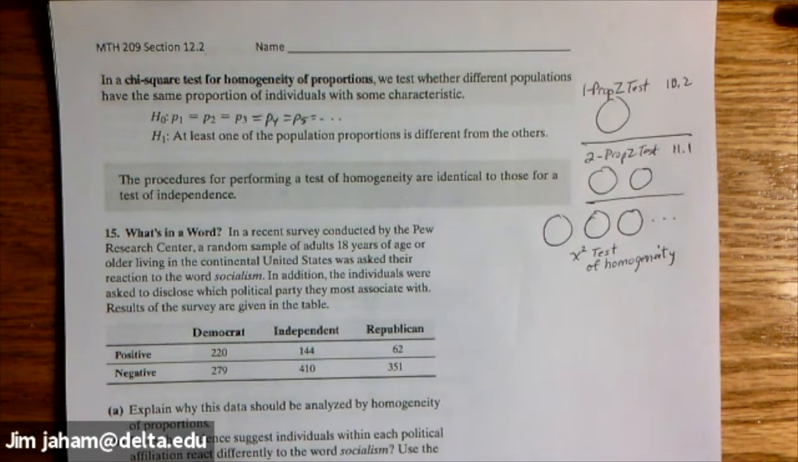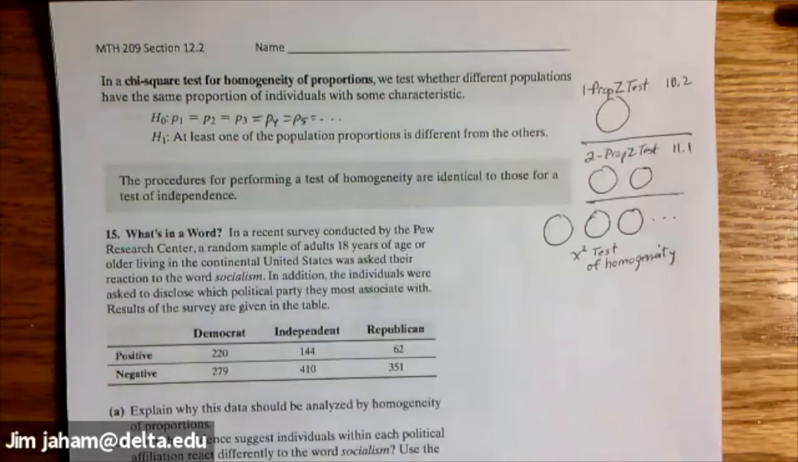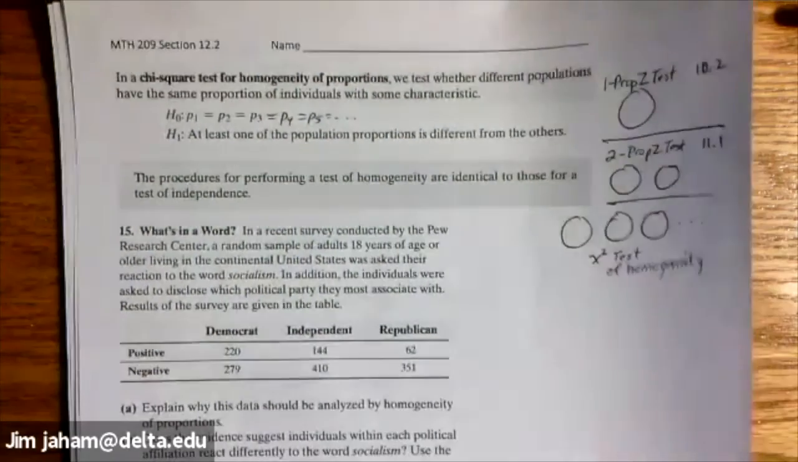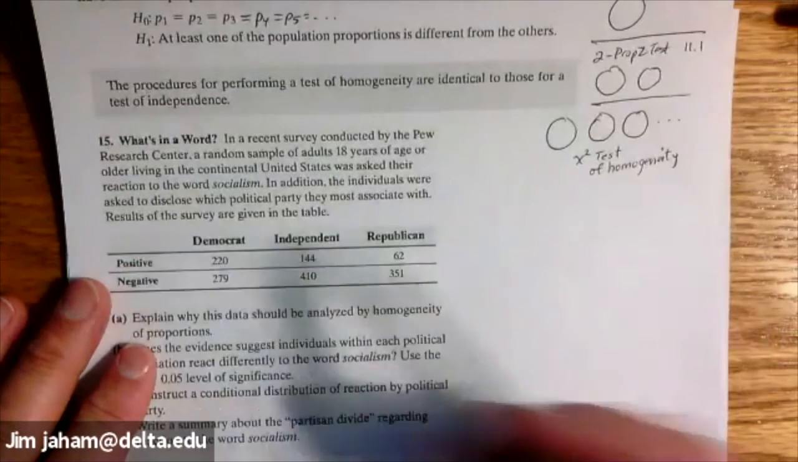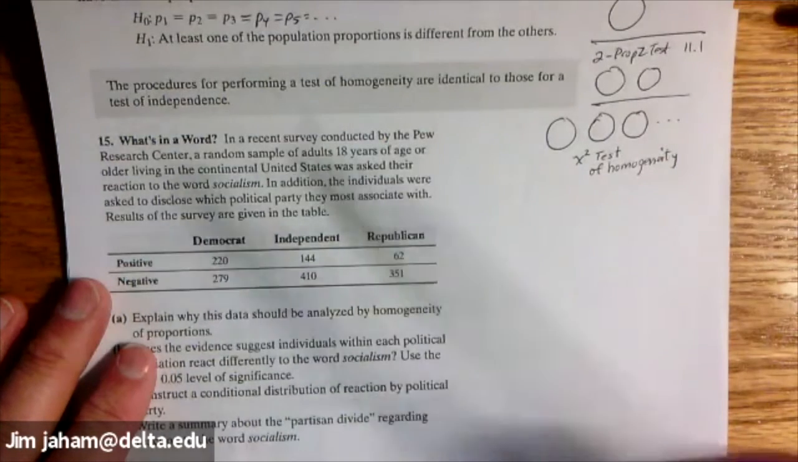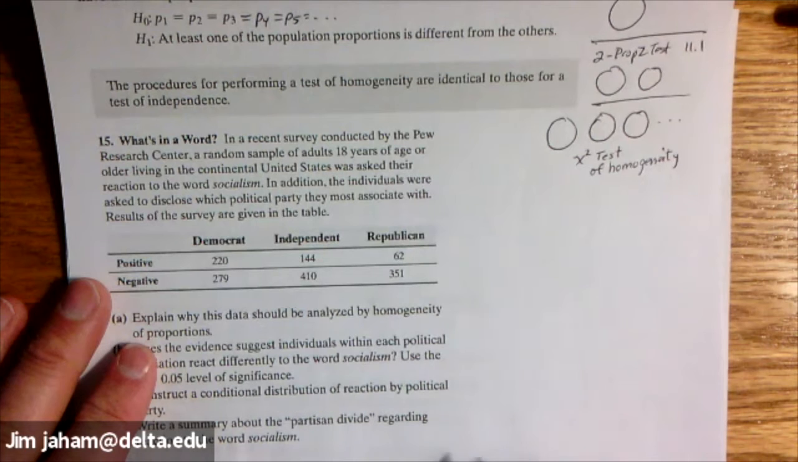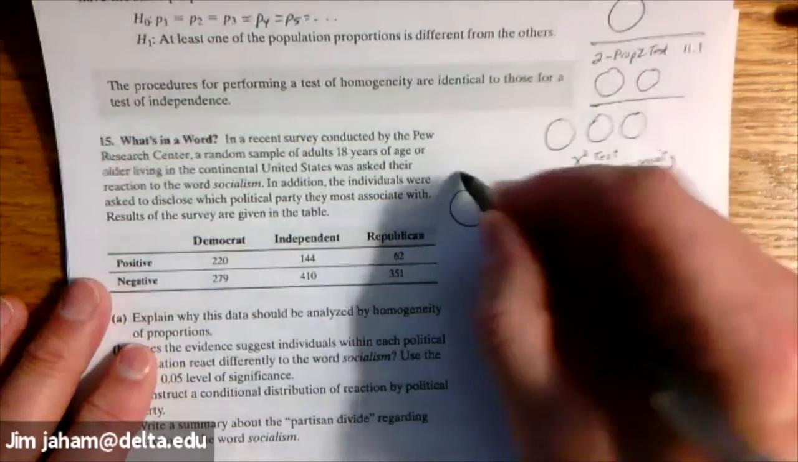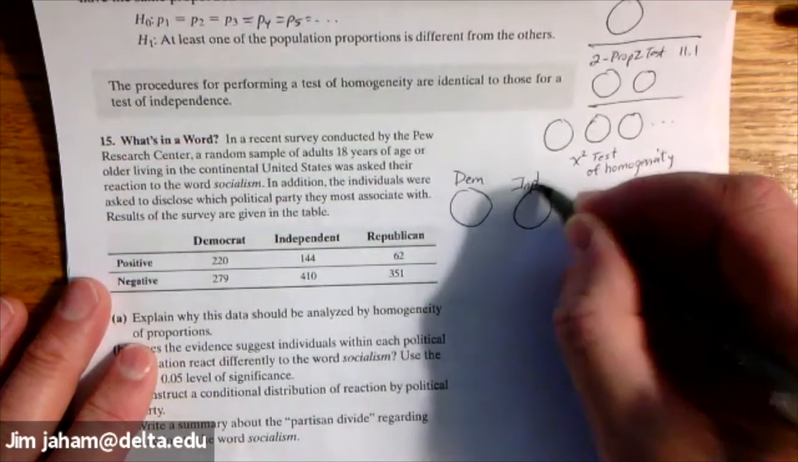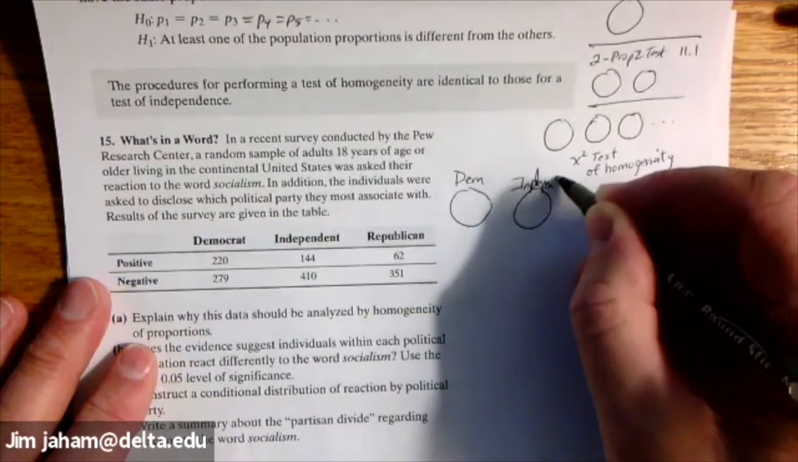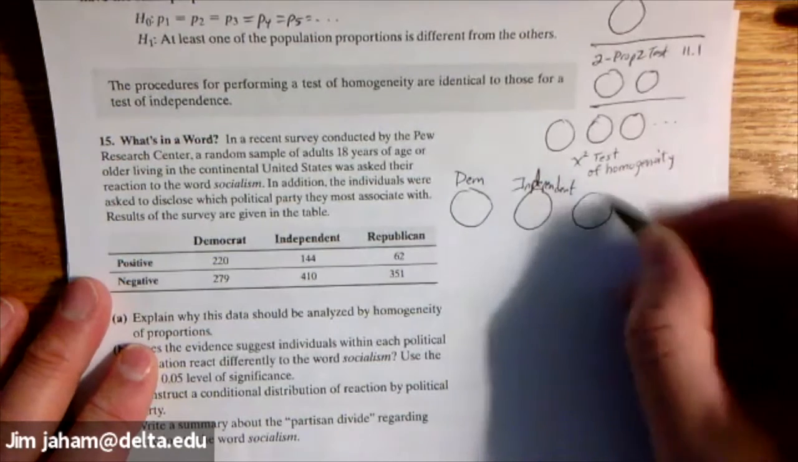All right, so what I thought we would do is take a look at an example in this case. And so you have this problem here. And the one thing that is key here is that these samples are independent samples. So what we're going to assume is that we take a random sample of Democrats, a random sample of independents, and a random sample of Republicans.